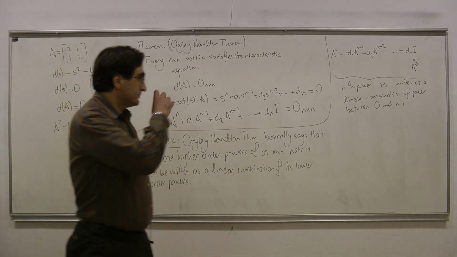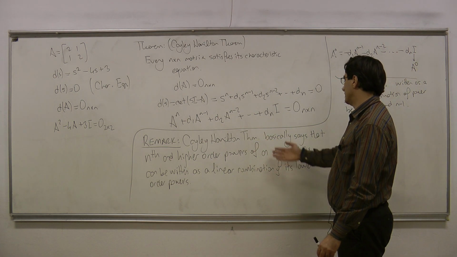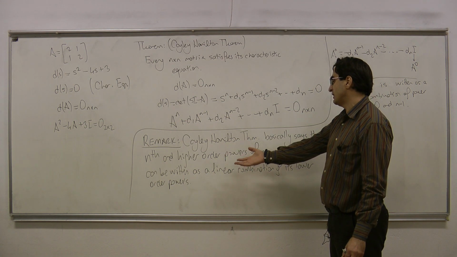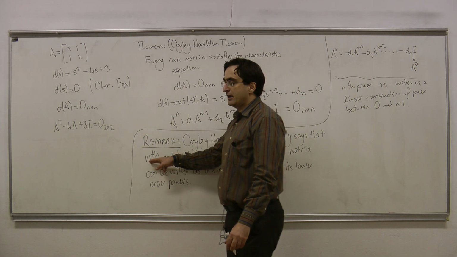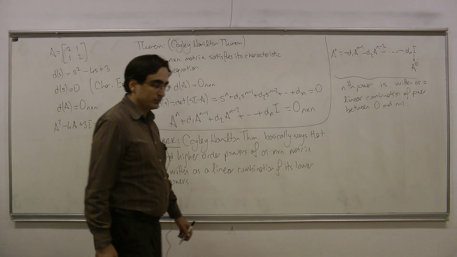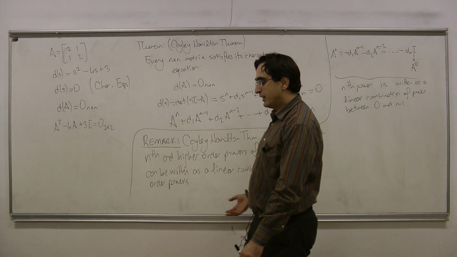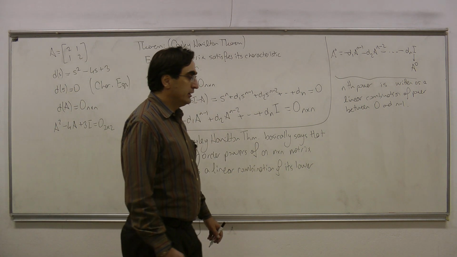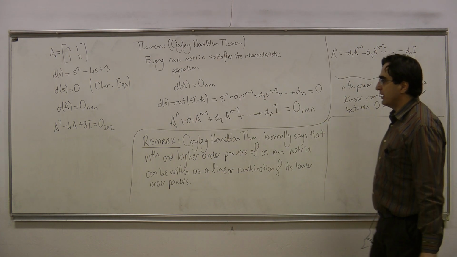Okay? And here the remark tells us something stronger actually. It basically says that nth and higher order powers of an n by n matrix can be written as a linear combination of its lower powers. So it doesn't only say the nth order, it says that if I take the n plus first power of the matrix, then that is also going to be linearly dependent with the earlier powers. If I take the 2nth power of the matrix, that is still going to be linearly dependent with the earlier powers. Okay? So how can I understand this?